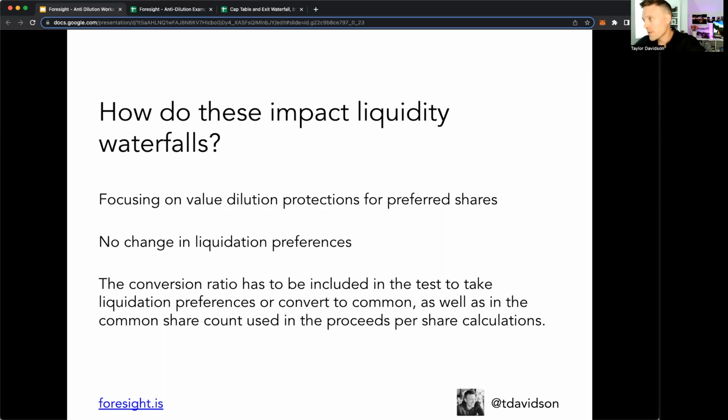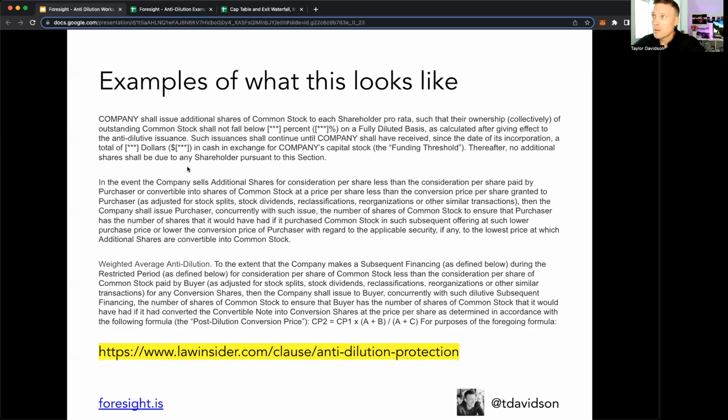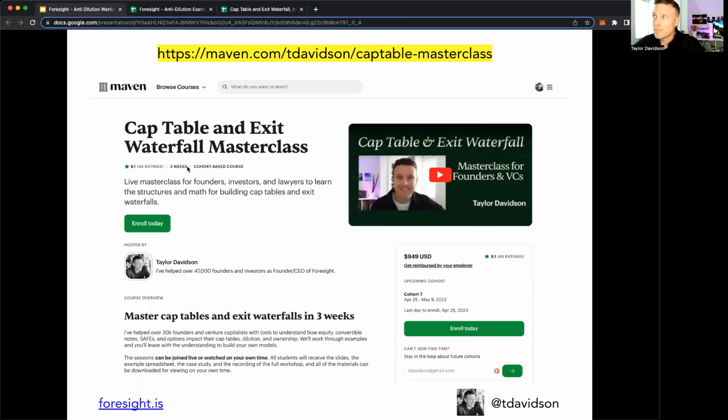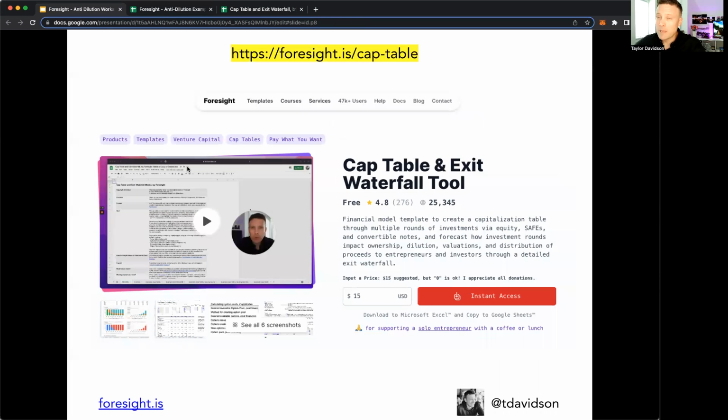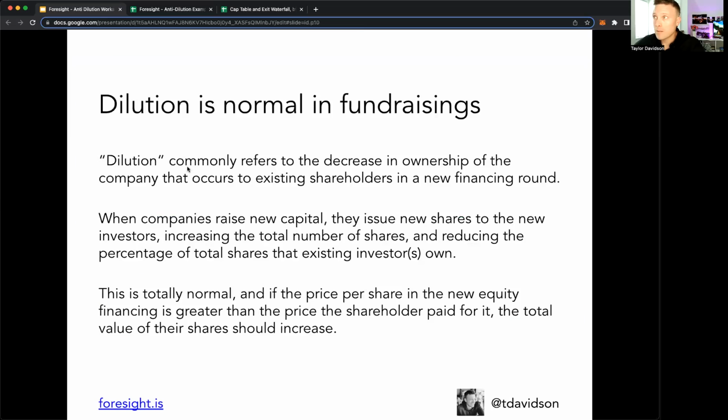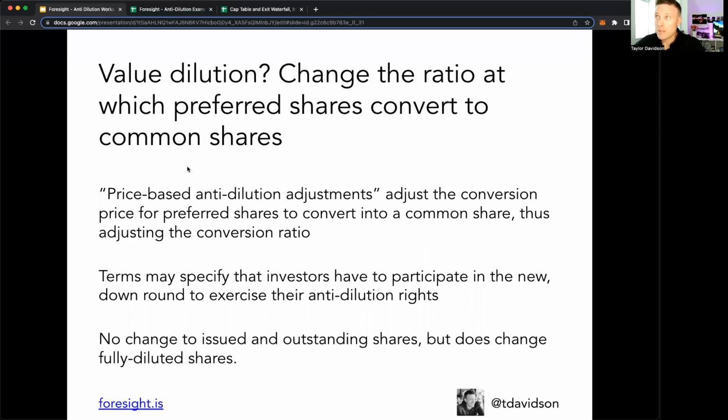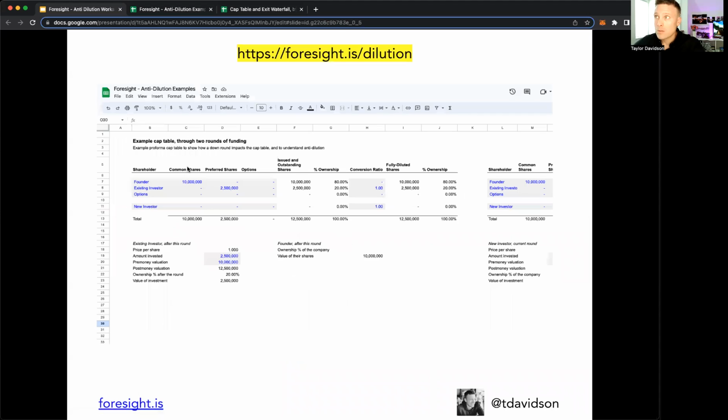Unable to find the same template. Yeah, the template's linked in the slides. This is the core cap table template, which is listed on the site. The thing we're using in the class is not listed on the site, and it's at the other link that I shared, foresight.is/dilution. So it's linked in all of the materials, and should be pretty easy to find.